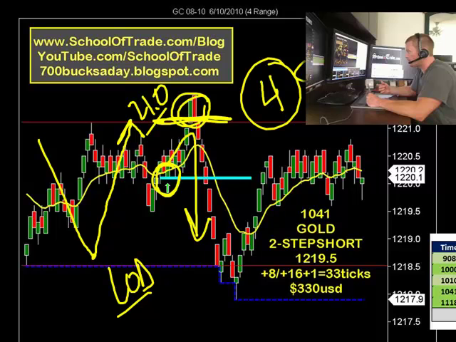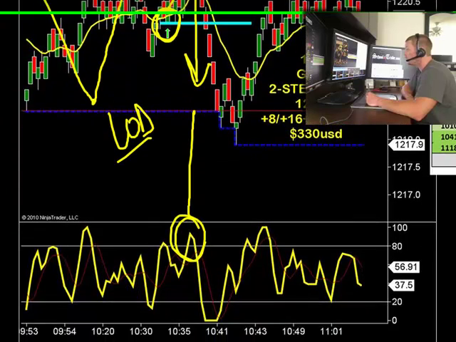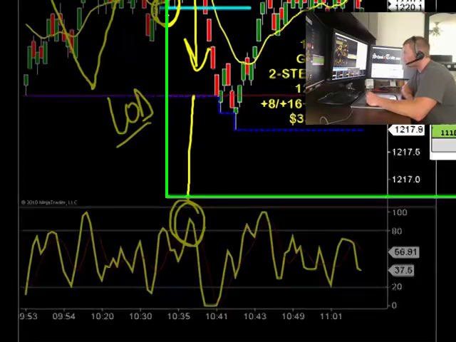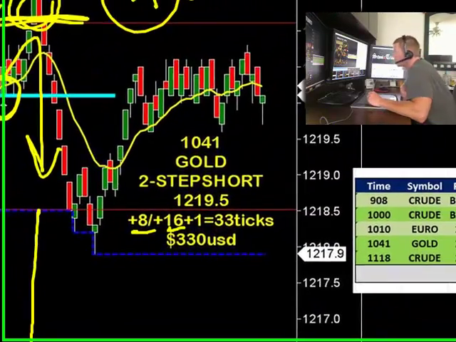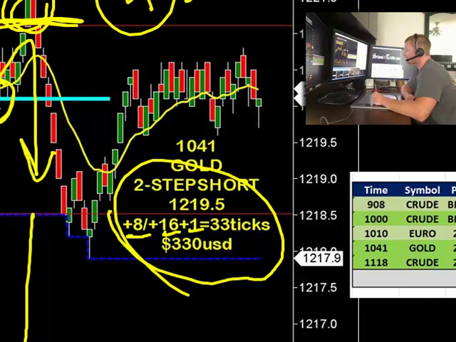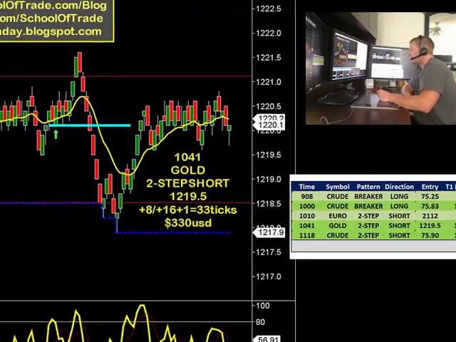Big sellers in the tape. Momentum pointing down, right? Follow me down here. Momentum pointing down. Picture perfect trade pattern, guys. Our biggest winner on gold all week. We took 33 ticks, 2 off at 8, 1 off at 16, right? 1 off there. We've got our plus 33 or 330 USD on the gold. And then last but not least, guys, after 11 o'clock, went back to crude.